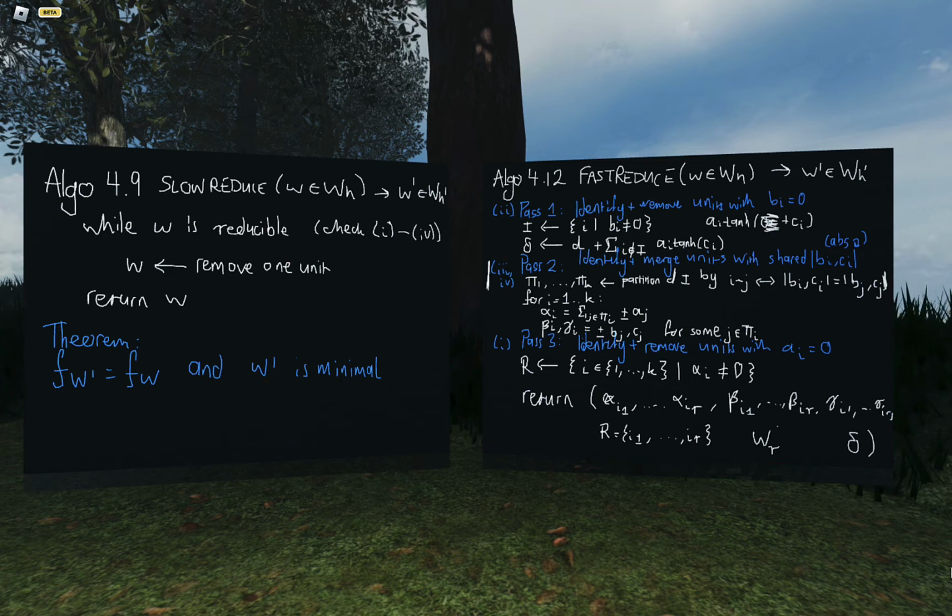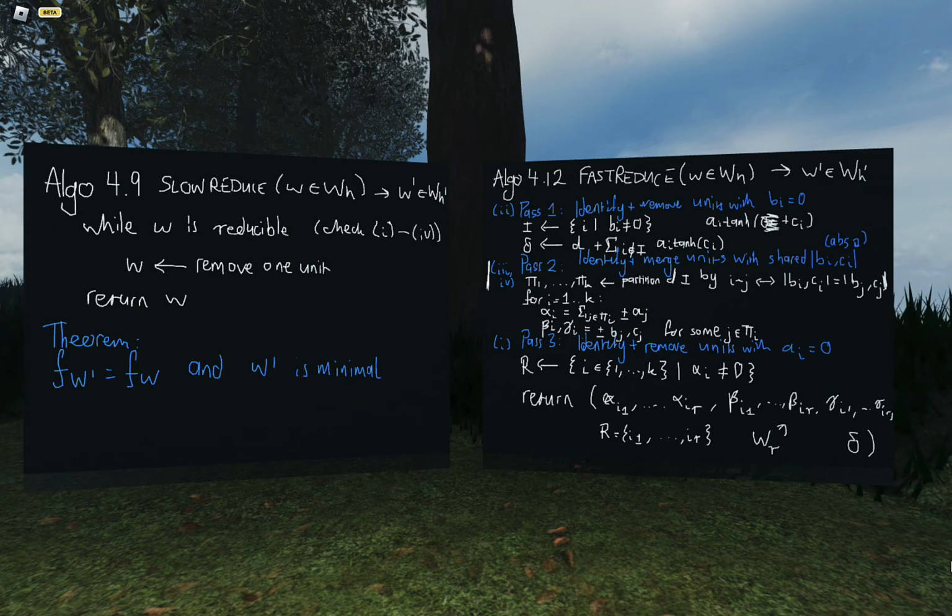This parameter is in WR. R is this minimal number of units, which is what I call the rank elsewhere in my thesis. And that's why I've used R in this algorithm. And this parameter of R units is going to be equivalent to the original.